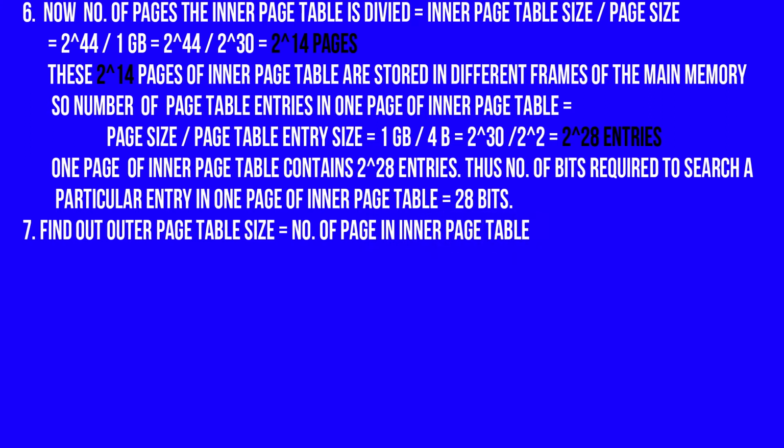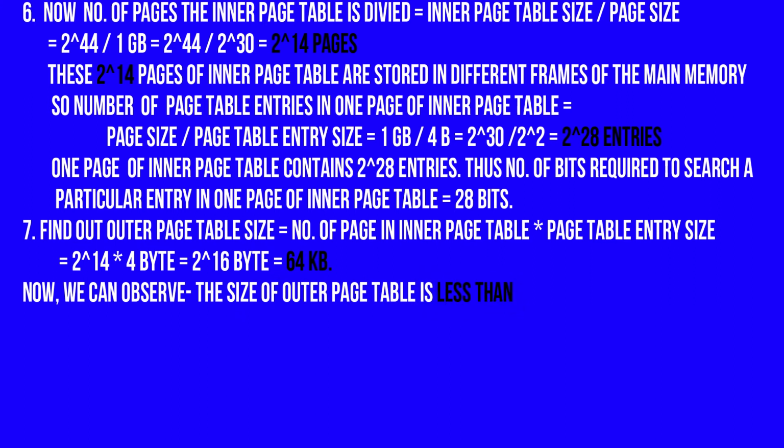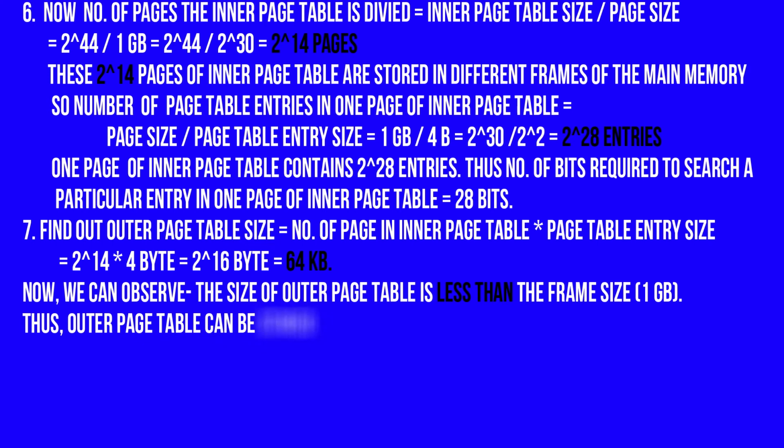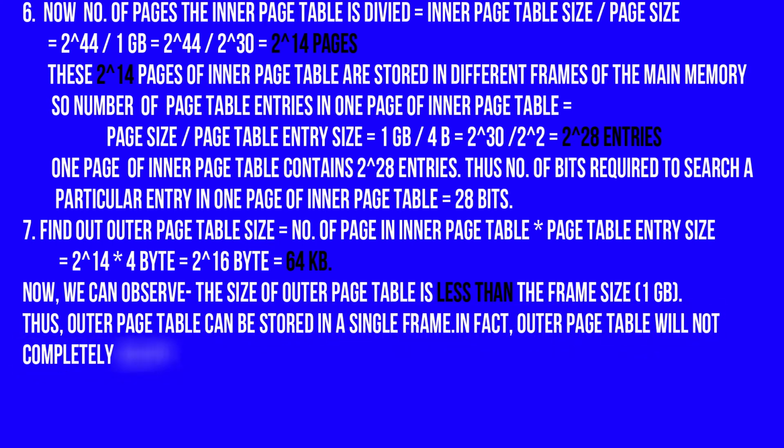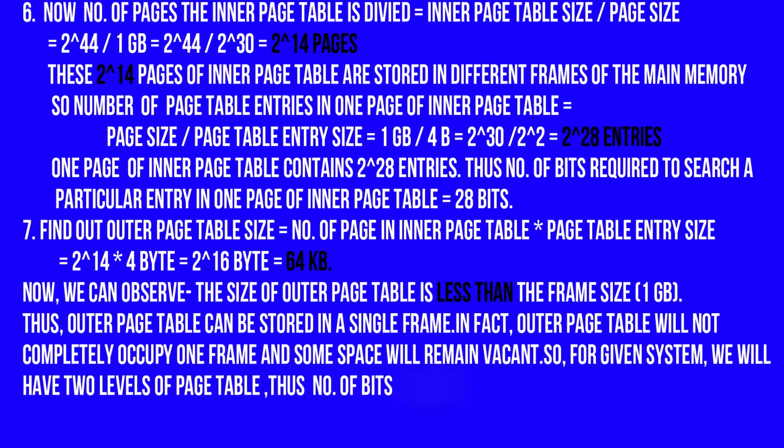It means 1 GB divided by 4 byte equals 2 to the power 30 byte divided by 2 to the power 2 byte equals 2 to the power 28 entry. One page of inner page table contains 2 to the power 28 entry. Thus the number of bits required to search a particular entry in one page of inner page table equals 28 bit.